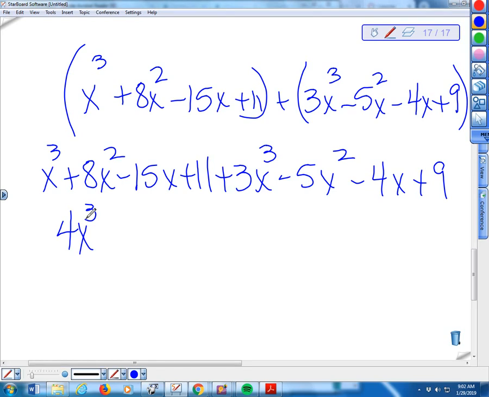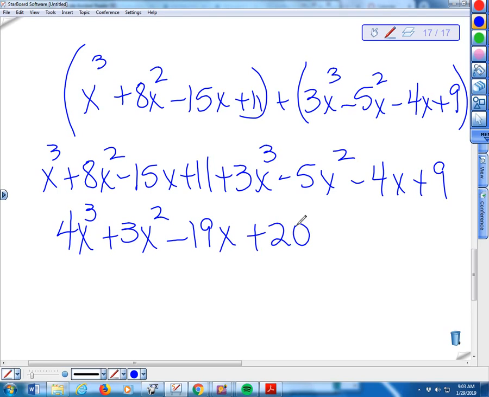Let's do the squares next. 8x squared minus 5x squared is 3x squared. And then negative 15x minus 4x is negative 19x. And then positive 20 for the constant. That's how I add those two polynomials.